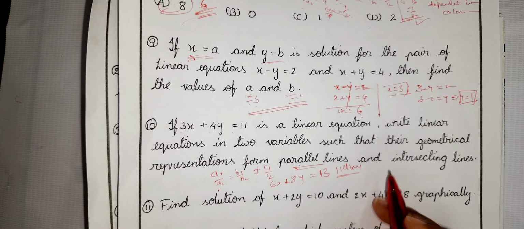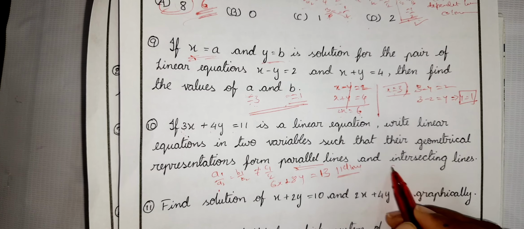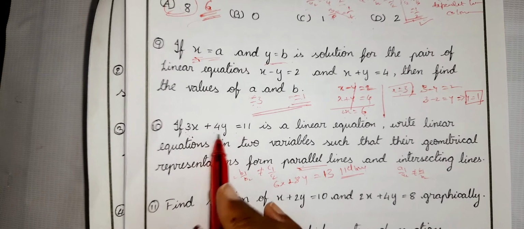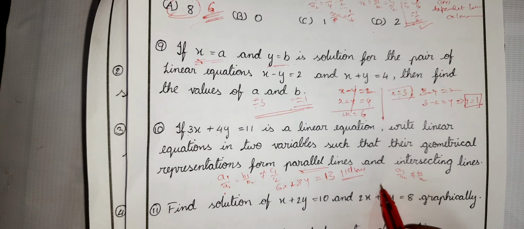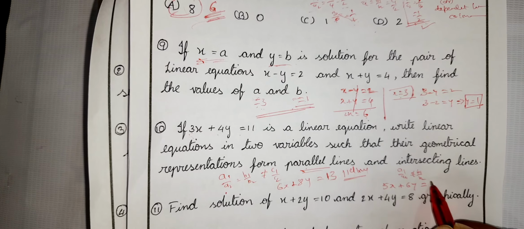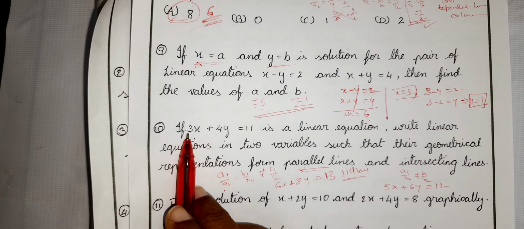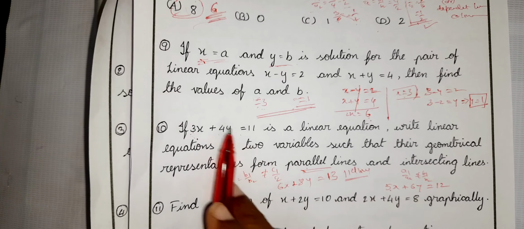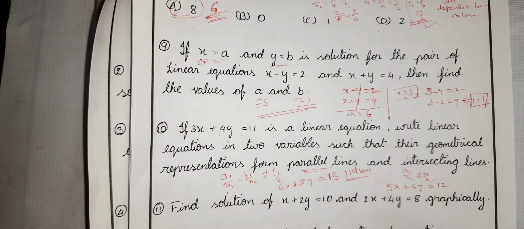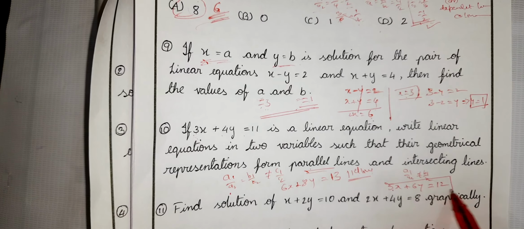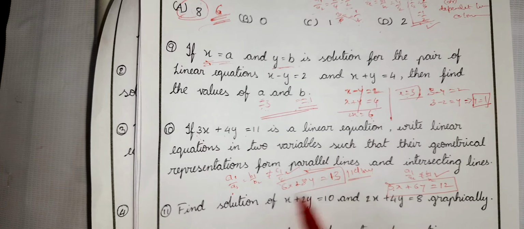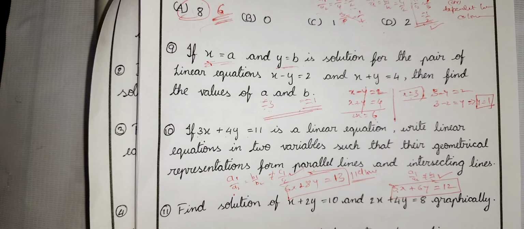Now the intersecting lines. The intersecting line condition is A1 by A2 not equal to B1 by B2. So you choose any values such that they are not equal. If I write 5x plus 6y is equal to 12, then A1 by A2 is 3 by 5, B1 by B2 is 4 by 6, and C1 by C2 is 11 by 12. So this is how you have to write. Keeping the condition in mind, you have to choose the values so that these conditions are satisfied.